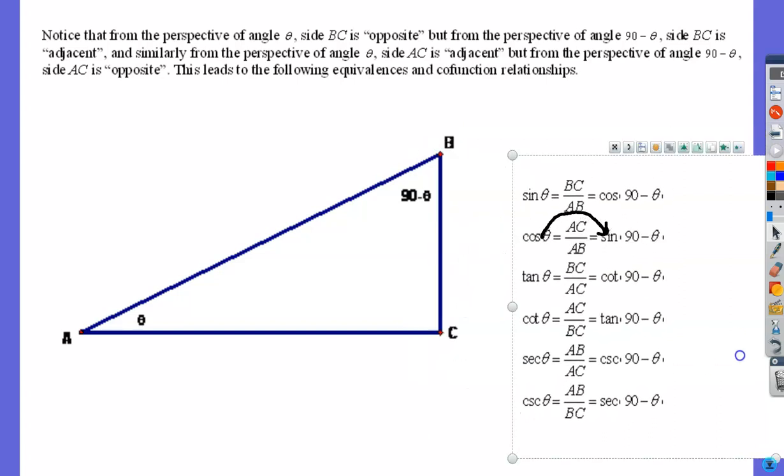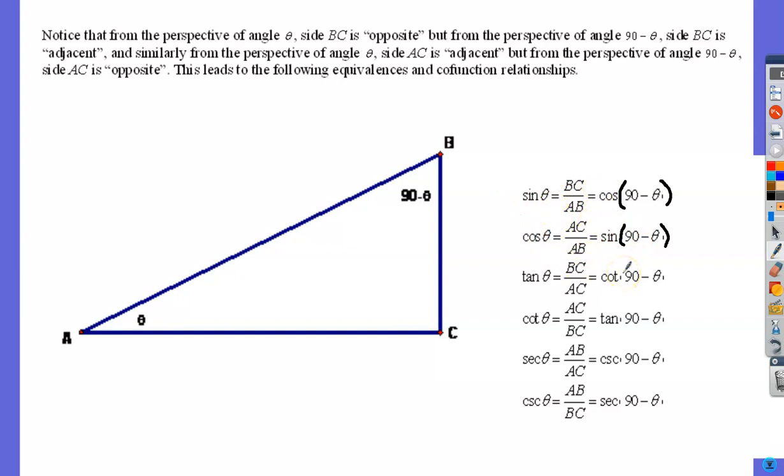There we go. So if I know that I have the sine of 90, that will be the same thing as the cos of the complement of that angle. So 90 minus that angle. Or if I have sine of 90 minus theta, that'll be the same thing as just cos of theta, because these are complements of each other and these are cofunctions.